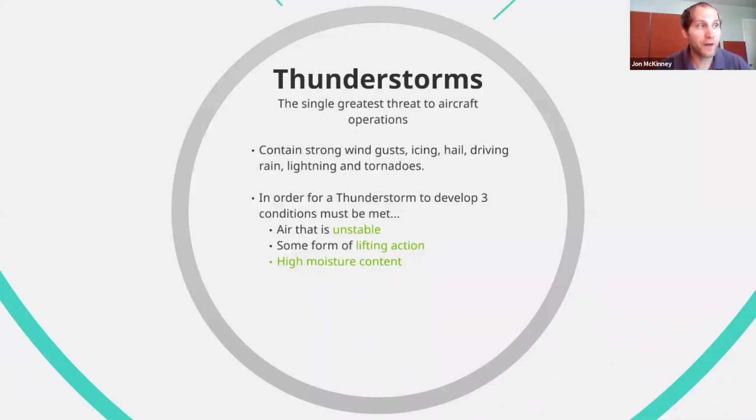In order for a thunderstorm to develop, 3 conditions must be met. The air must be unstable. There must be some form of lifting action, and we need to have high moisture content. So you're going to hear this question again and again on stage checks and check rides, on our chapter test, probably on the FAA written exam. What are the 3 ingredients to form a thunderstorm? We need to have unstable air, we need to have lifting action, and we need to have moisture.